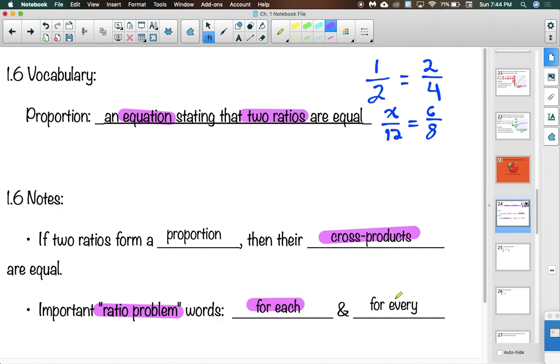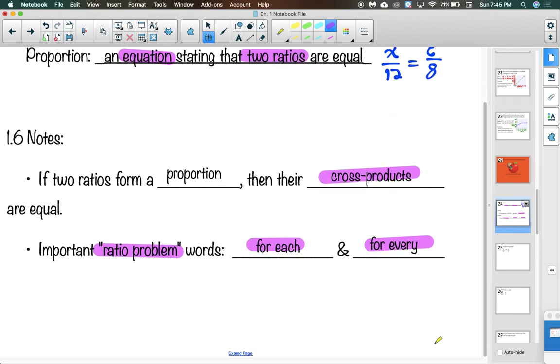So important ratio words, words that indicate when we should be writing a proportion, are terms like for each and for every. Whenever we talk about for every 2 cups of flour, we have 1 cup of sugar, or for each child, there are 6 stickers. Those are words telling us this is probably a ratio problem, and we should have cross products kind of set up in our mind already.